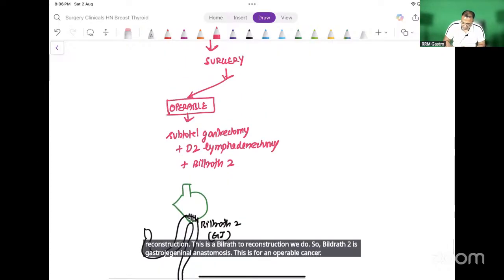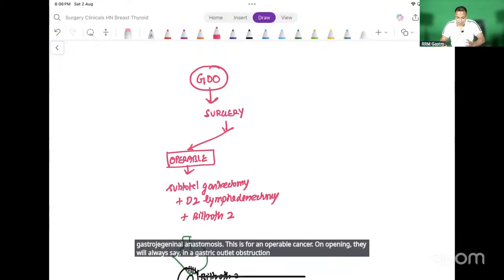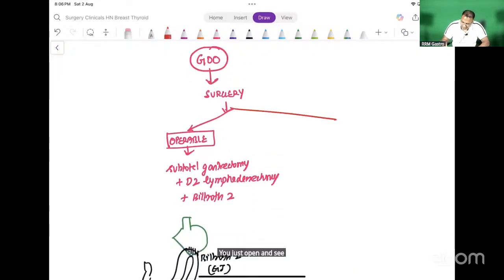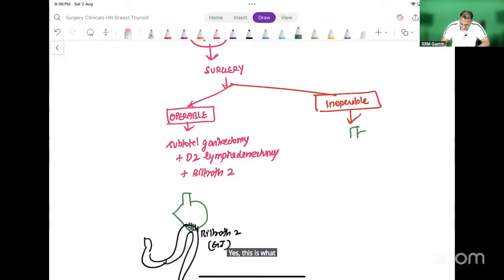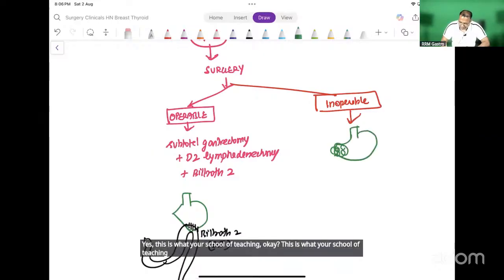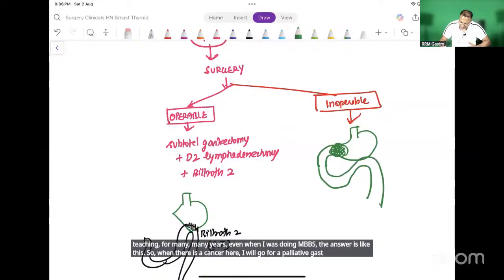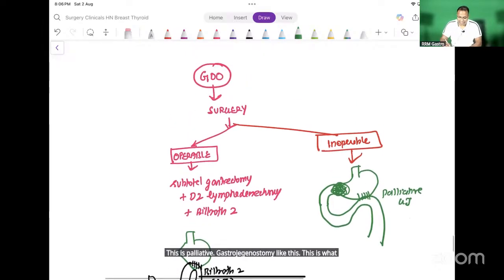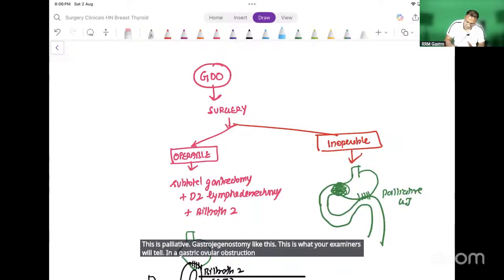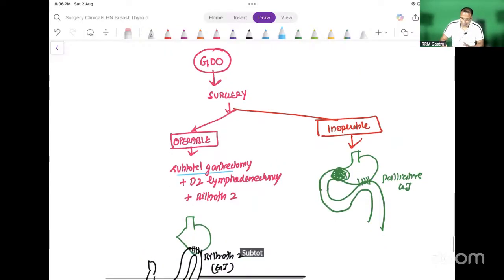They will always say, in a gastric outlet obstruction patient, you just open and see. If it is inoperable, what will I do? I will do a palliative gastrojejunostomy. This is what your school of teaching has been for many years; even when I was doing MBBS, the answer was like this. When there is a cancer here, I will go for a palliative gastrojejunostomy like this. In a gastric outlet obstruction, if it is operable, I do a subtotal gastrectomy; if inoperable, a palliative procedure.